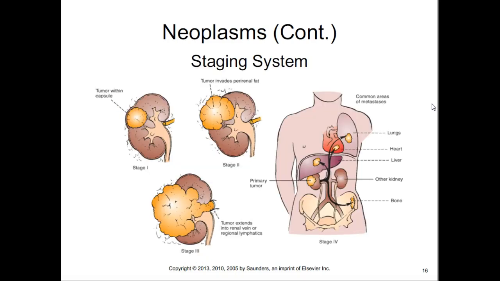So you can see there the tumor with a capsule around it. That would be stage 1. Stage 2, where the tumor invades the perirenal fat. There is usually fat padding around all of your kidneys. Stage 3, right, where the tumor will extend into the renal vein or other lymphatics. And then, of course, stage 4, where it has metastasized to other locations, including bone, the liver, the heart, and the lungs. As you can see here, those are the most common areas of metastasis.